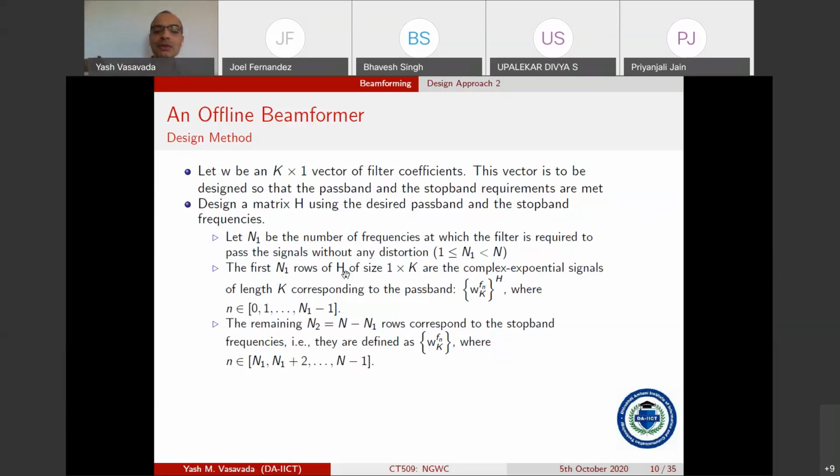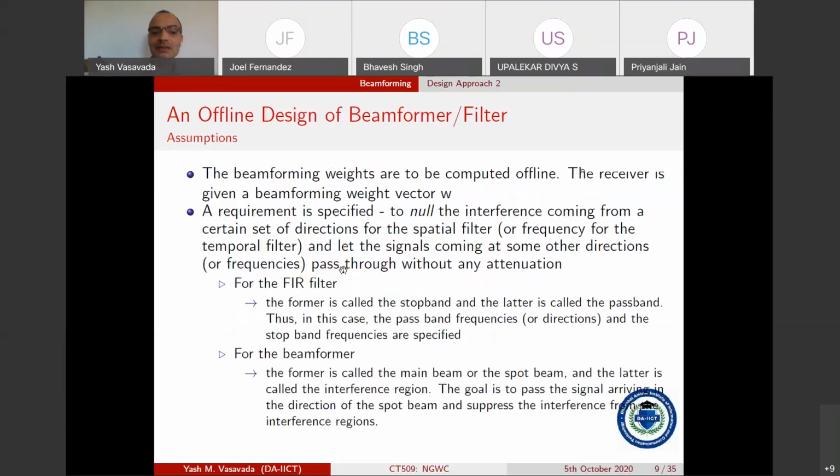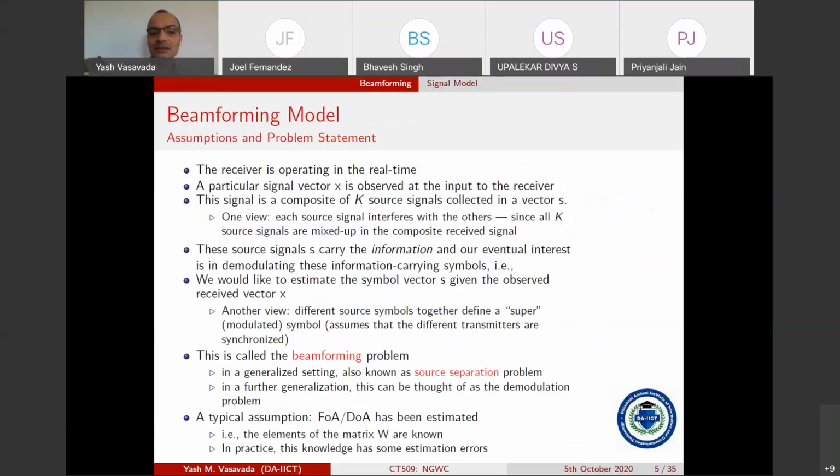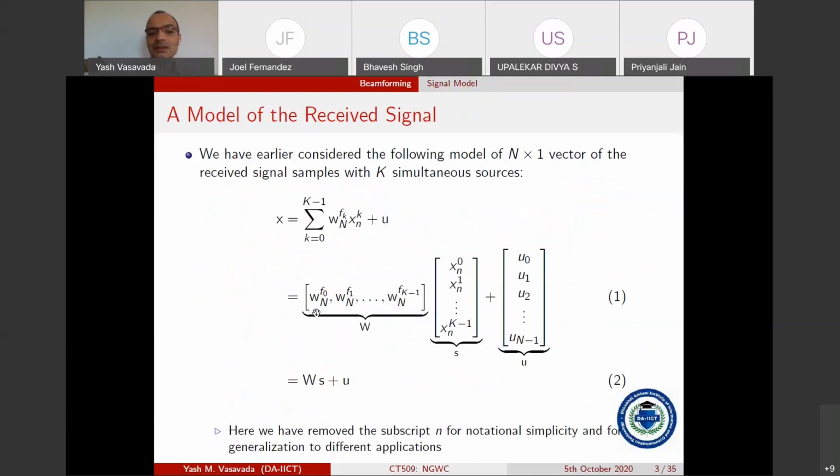So this H matrix, if you look at an individual element of H, it looks a lot like the individual element of W. It is exponent of j2 pi K times N, where K is the frequency, N is the time index. But the main way in which H differs from W, where W is this matrix we defined at the start of this lecture: in W, these complex exponentials are forming the columns. And there are a total of K such columns. Each column has a length of N.